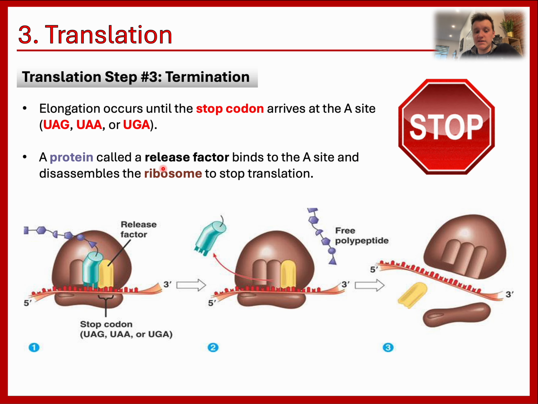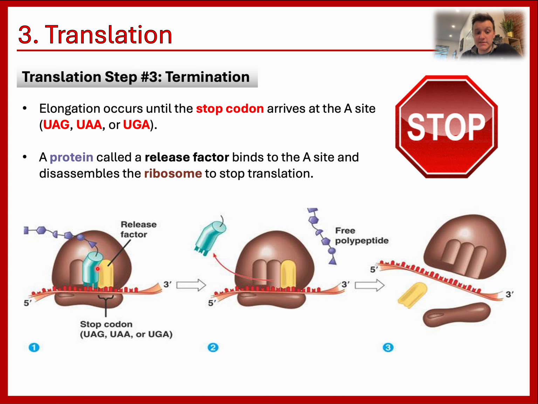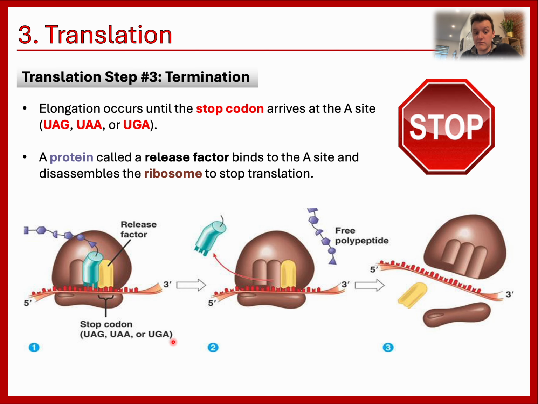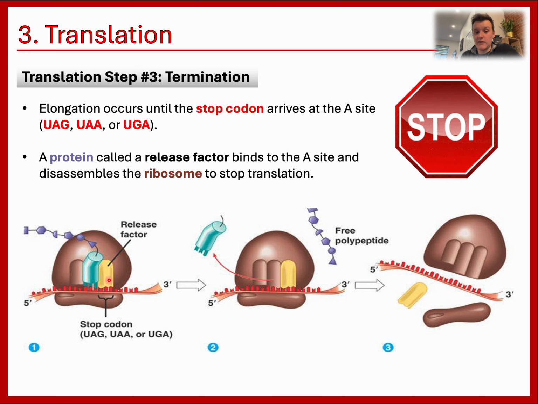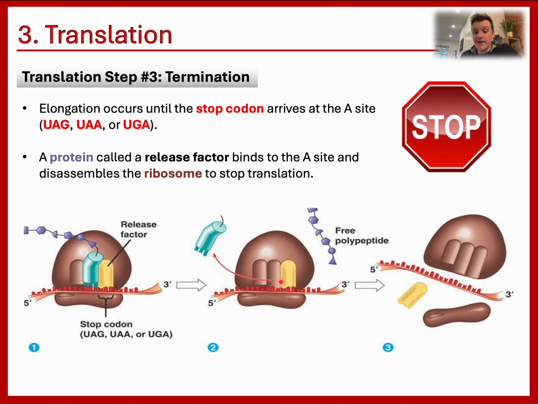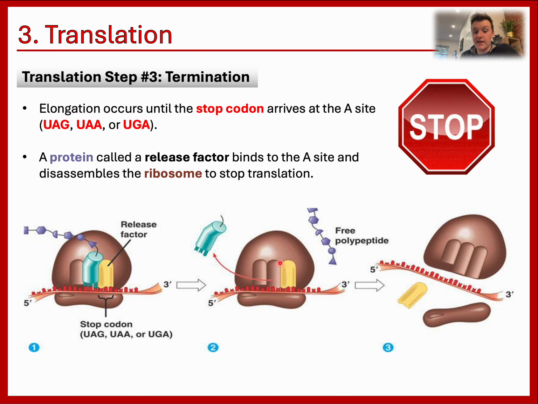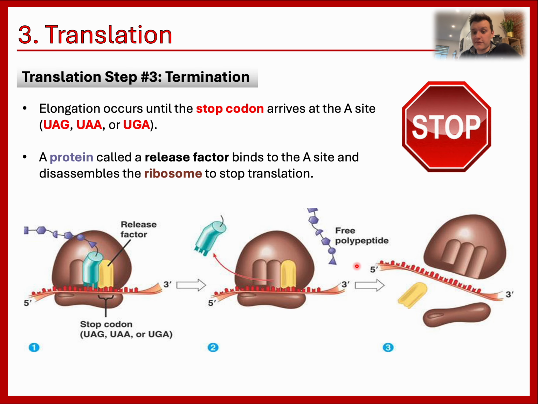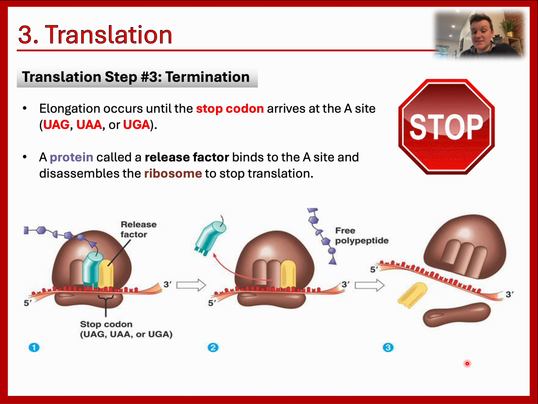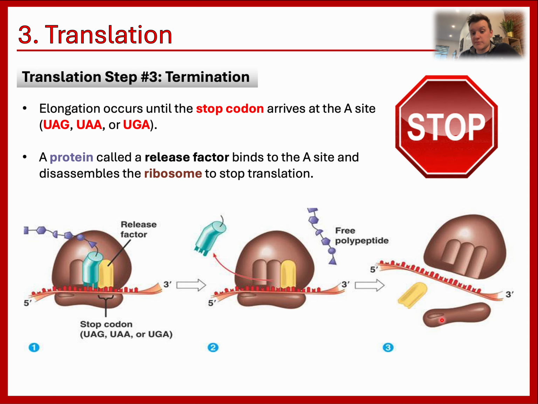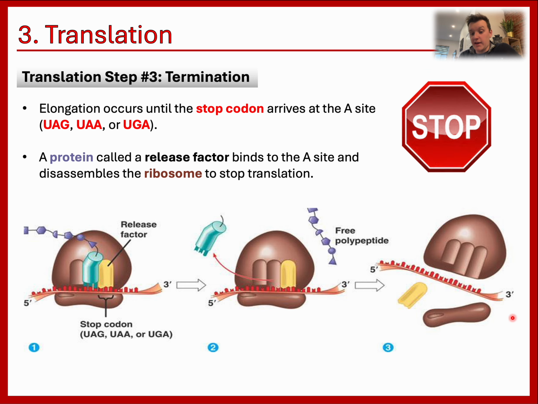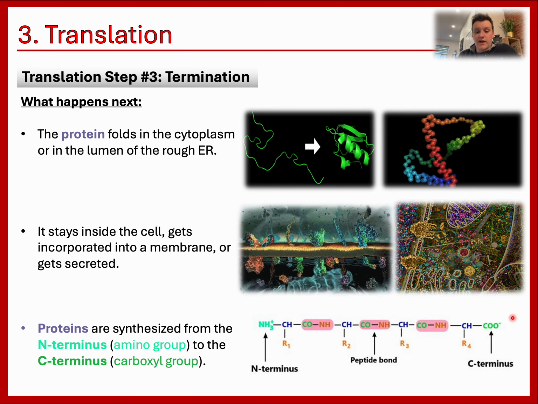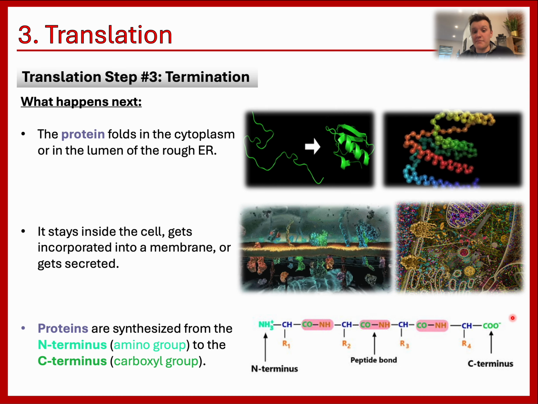That's because a protein, that release factor, binds at that UAG or UAA or UGA, and it will say, we're done, right? It kicks out the tRNA from the P site, kicks out the free polypeptide, and disassembles all of the ribosomal subcomplex from the mRNA, okay? So over here, what happens next?